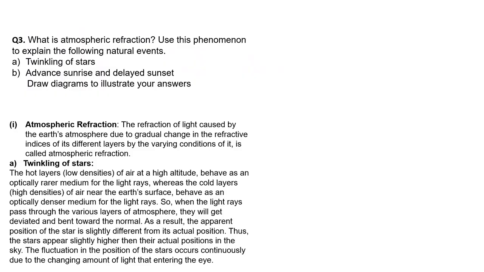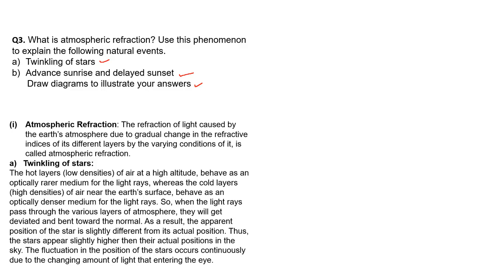Coming to question number 3, what is atmospheric refraction? And use this phenomenon to explain the following natural events: twinkling of stars, advanced sunrise and delayed sunset, and draw the diagram to illustrate your answers. We know what refraction of light is. Refraction of light is caused due to the Earth's atmosphere, which is gradually changing.